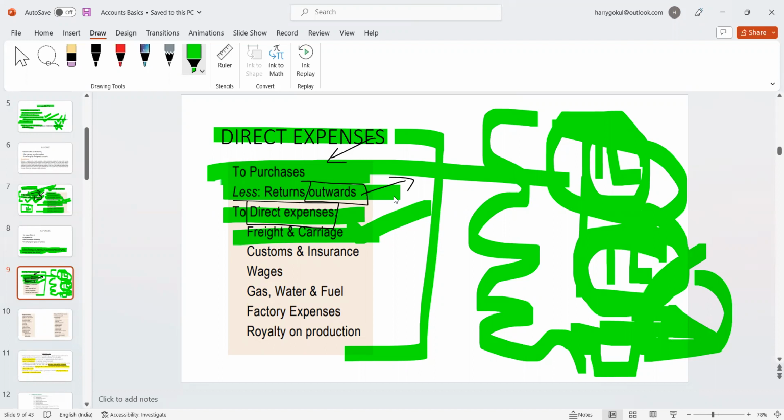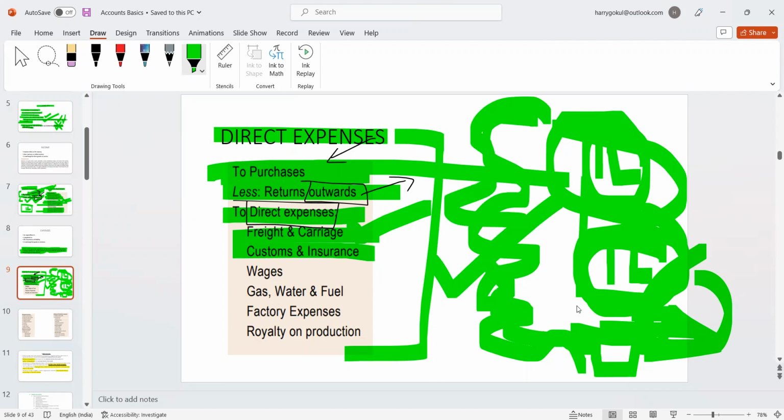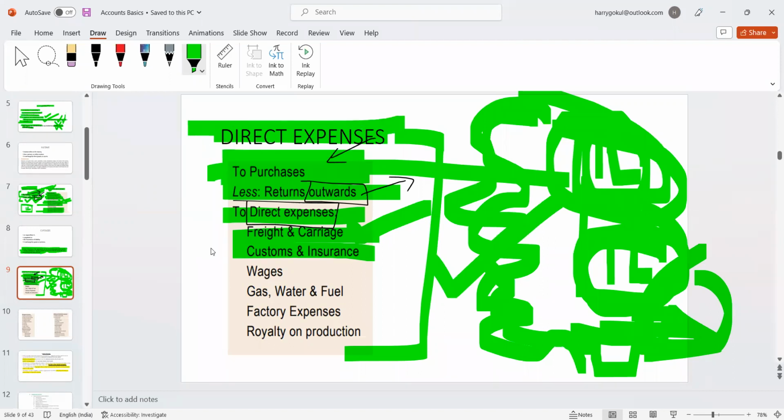I carried the product and took it to her place. It went out of my business place. So that's carriage outward, and that is the difference between carriage inward and carriage outward. Okay, right now, customs and insurance. If I purchased a product and need to pay customs or insurance, for example, if you need to transport all the product from Jammu and Kashmir to Kanyakumari, I need to take insurance. So if I take insurance, it should be added to the direct expenses.